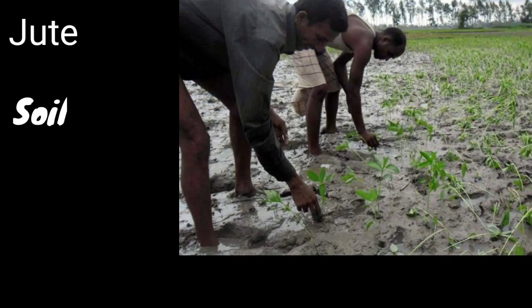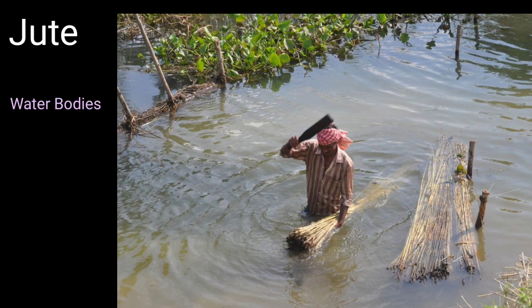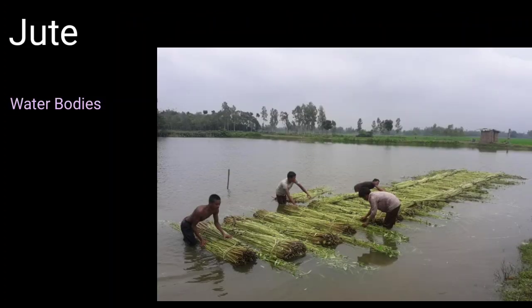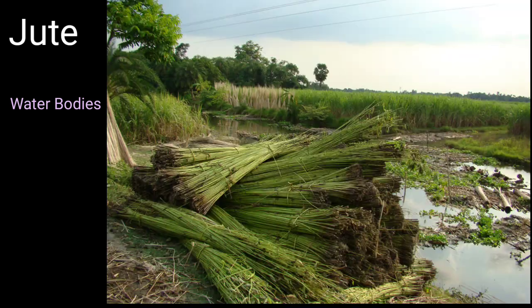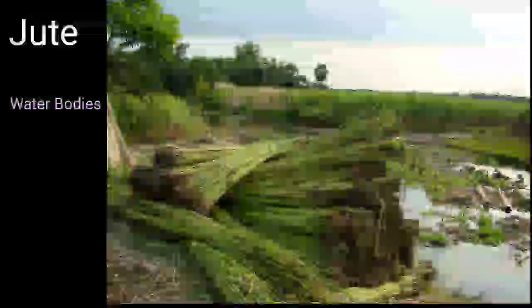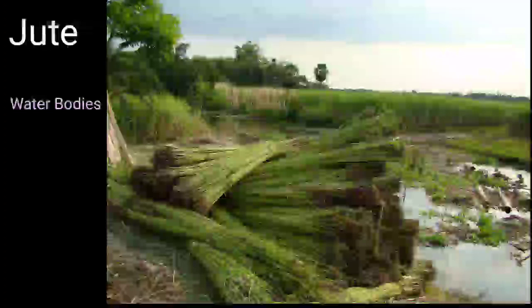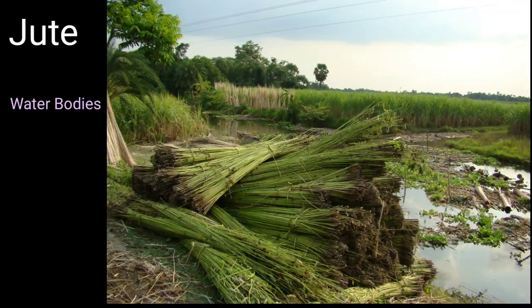Okay, now it also requires water bodies, there is plenty of flowing water for soaking fibers. It needs water bodies, or it should be grown nearby the water bodies, so that the fiber of the crop should absorb water in large amount.